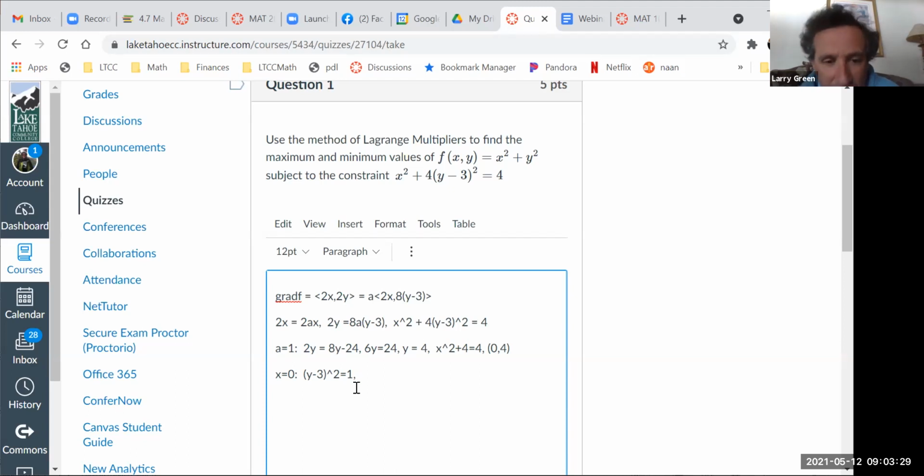Yeah, y could be 2. So then we also get (0, 2). Any questions on that? Okay, we want to find the max and min. So what do we do now? It's easy. That's a hint if you know what to do.